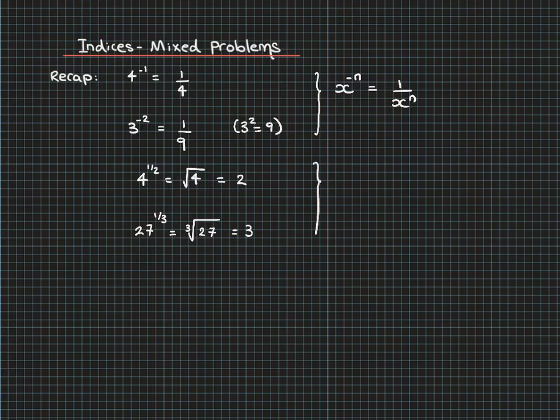So in general, we learnt that a power half means take the square root. A power third means take the cube root. And a power 1/n, or an index 1/n, means we take the nth root.